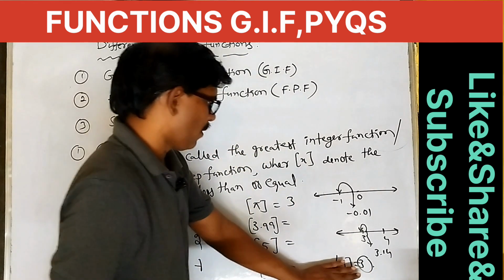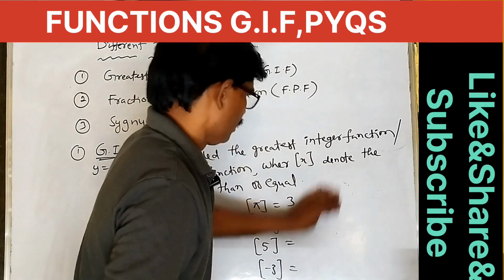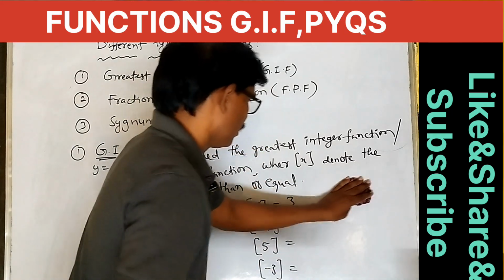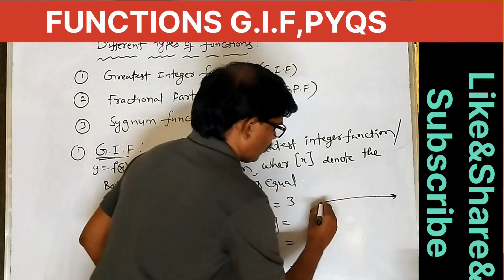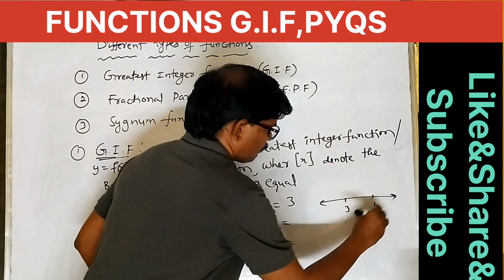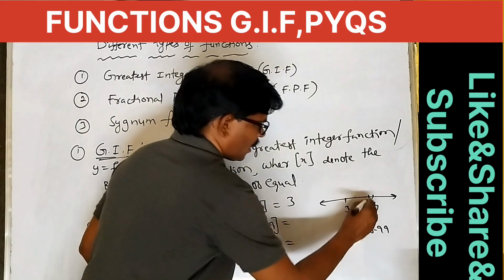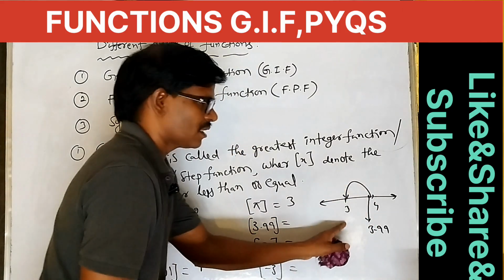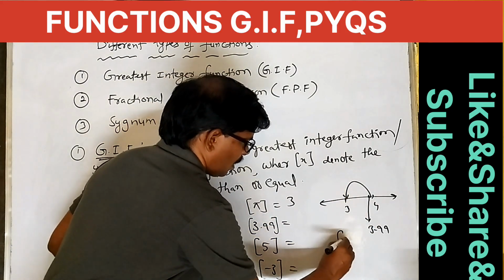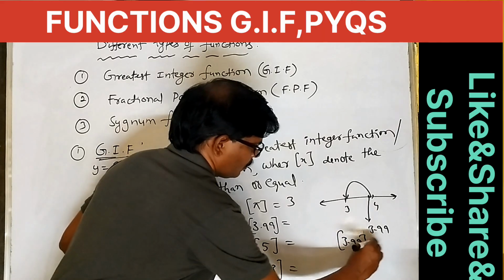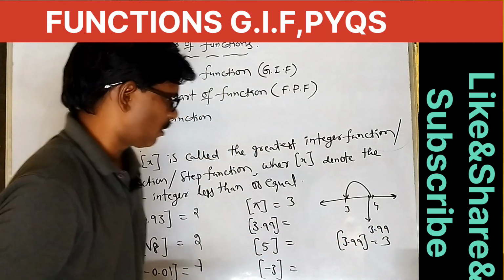3.99. Where is 3.99? It is after 3 and before 4. This is 3, this is 4, and this is 3.99. The left side value is the step function. Step of 3.99 is equal to 3.